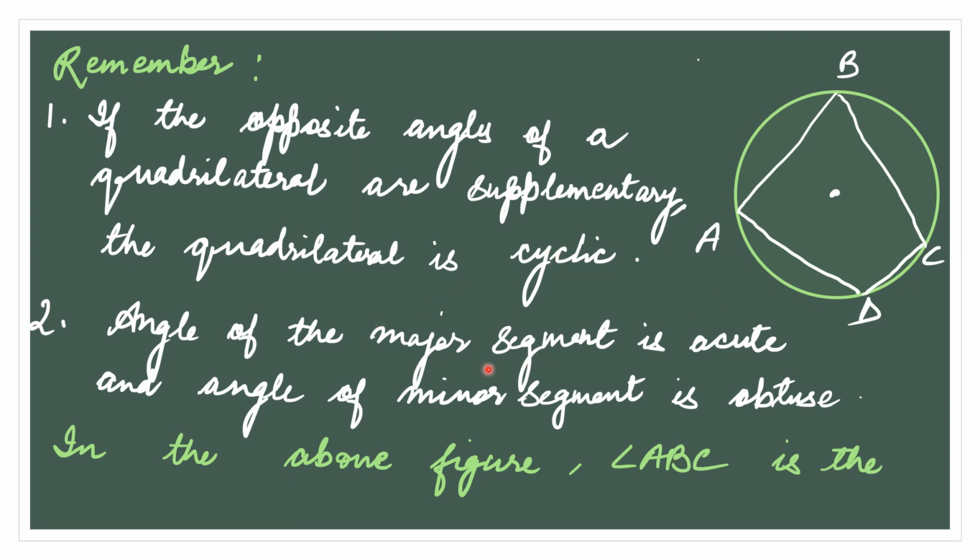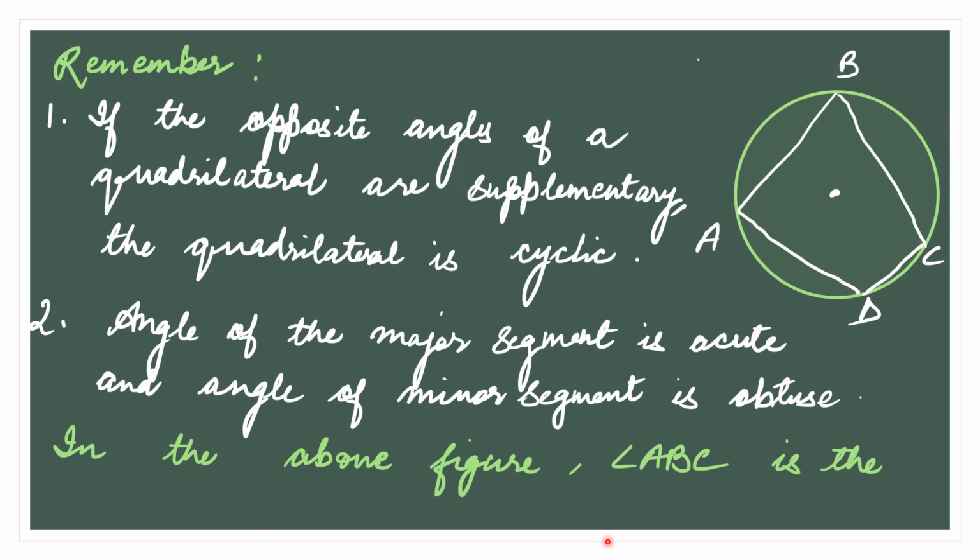The angle of the major segment is acute. Which is the major segment here, children? This one, ADC, is the major segment. And ABC is the major segment and ADC.